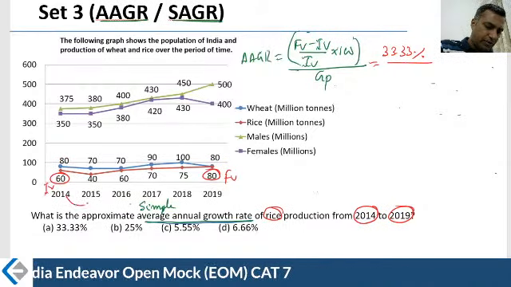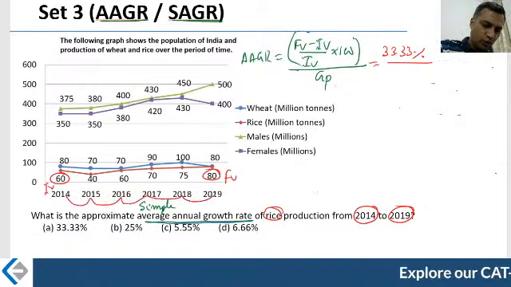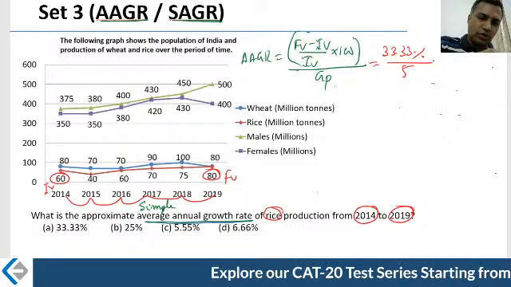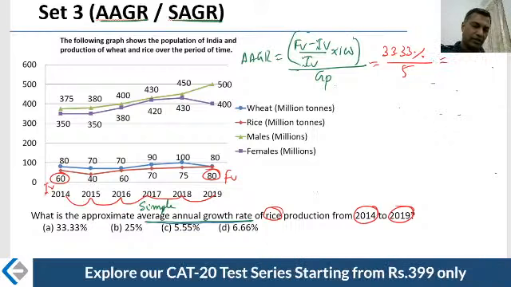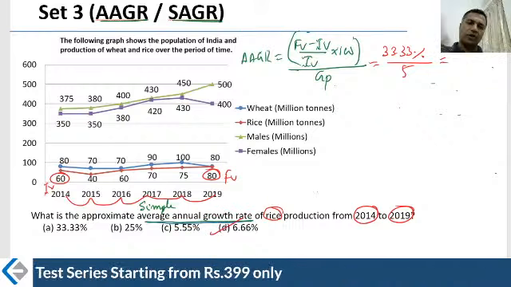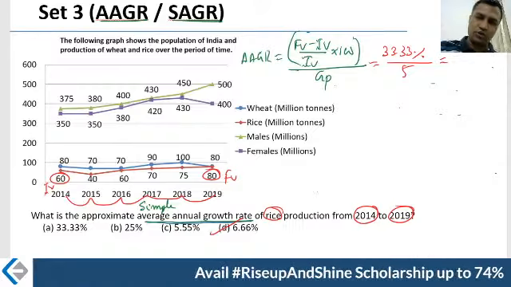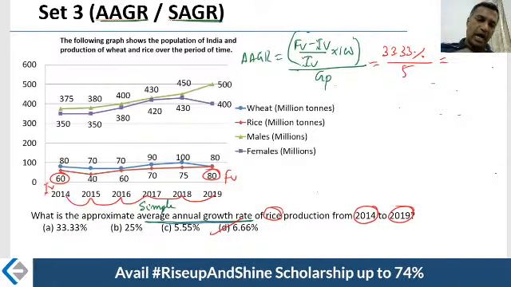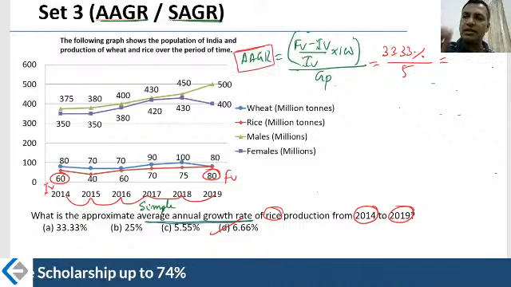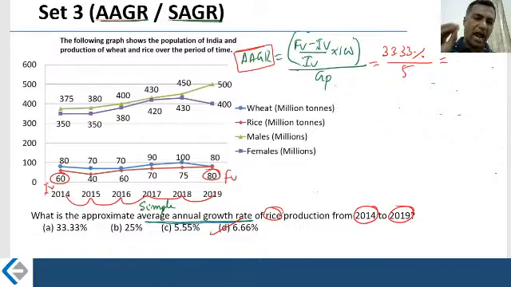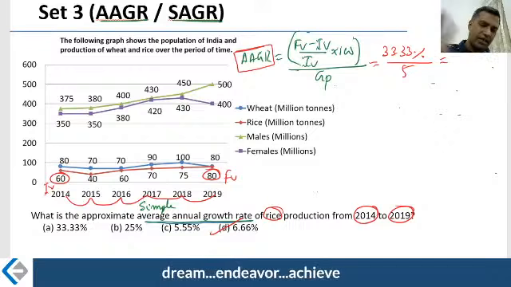Good. How many growth years here? From here till here, first year, second growth, third growth, fourth growth and fifth growth. Therefore 33.33 divided by 5, which gives 6.66%. That's going to be my response to this particular question. I hope all of you understood the phrase AAGR. The idea of this question was to illustrate the meaning of average annual growth rate.